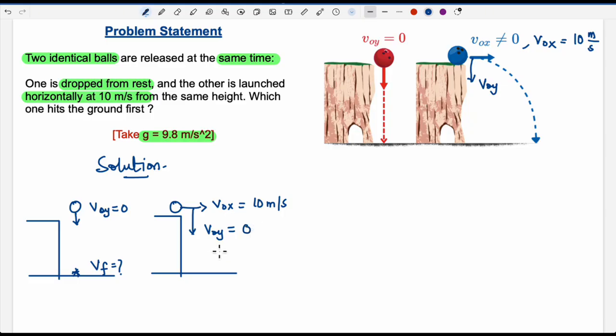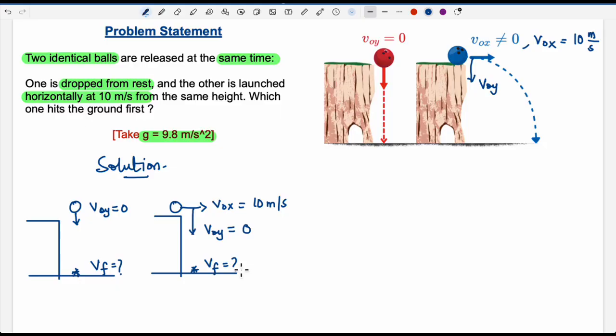Now we can see that both balls have an initial vertical velocity of 0. The difference is that one of the balls, which is the blue ball in this case, is given an initial horizontal speed of 10 meters per second. And the red ball, which is the first ball, is not given any initial horizontal speed. So this blue ball is also going to hit the ground with some final velocity, which we don't know.